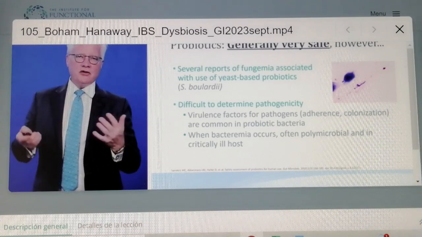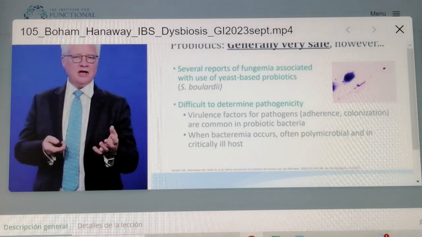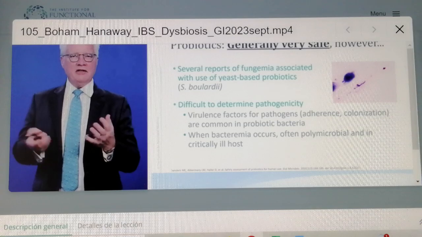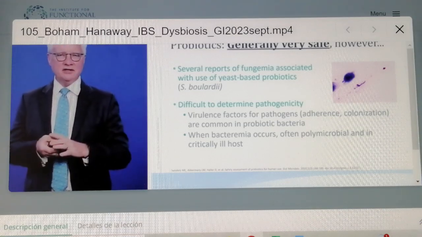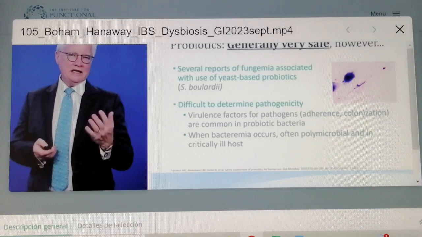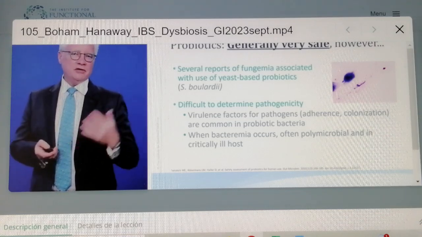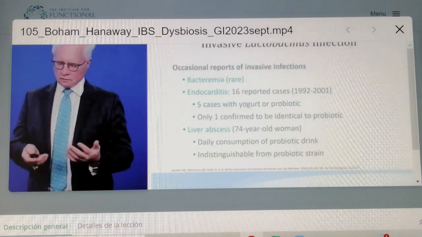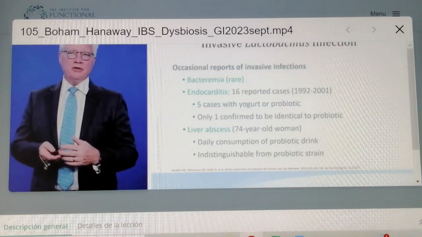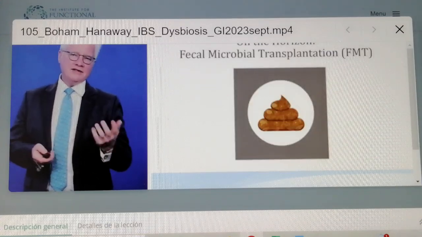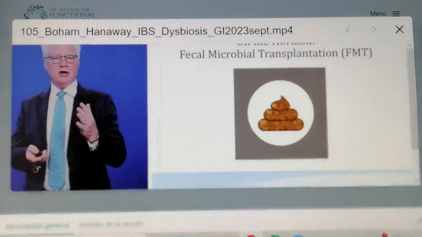There's also been several reports of fungemia from the use of Saccharomyces boulardii. Again, this is going to happen in cases where there is significant increase in intestinal permeability and leakiness that's going to allow these organisms to move in and to be able to circulate systemically. And again, a couple of other reports. But on the horizon, many people have talked about fecal transplants, and I've alluded to it several times.